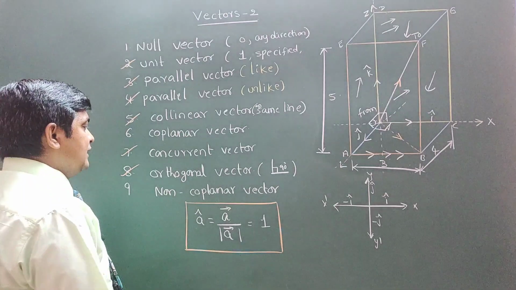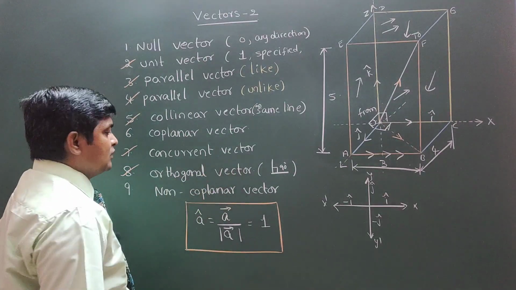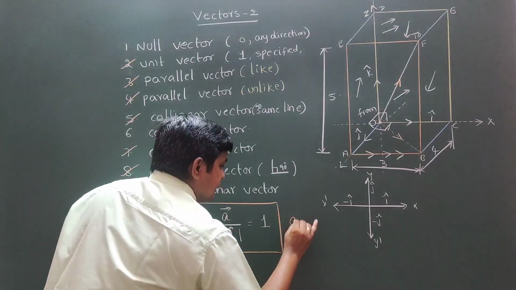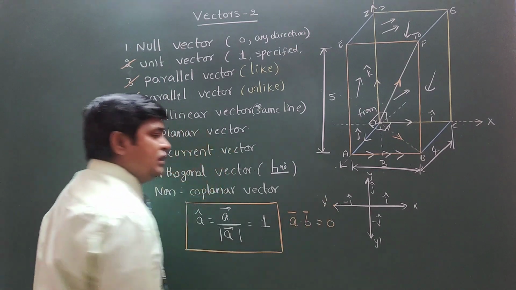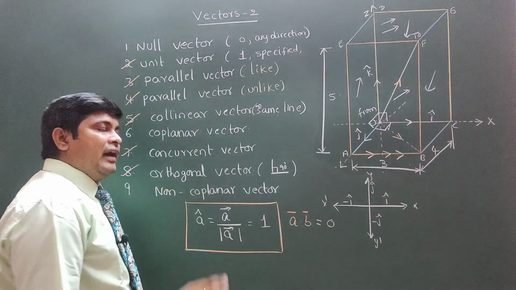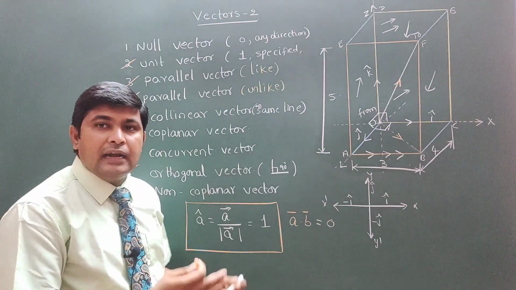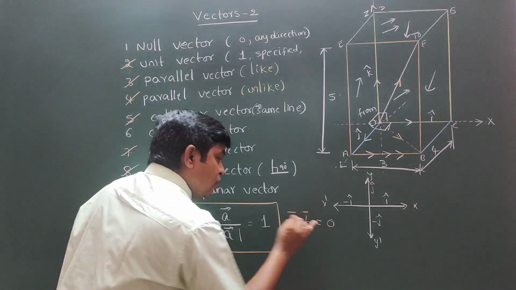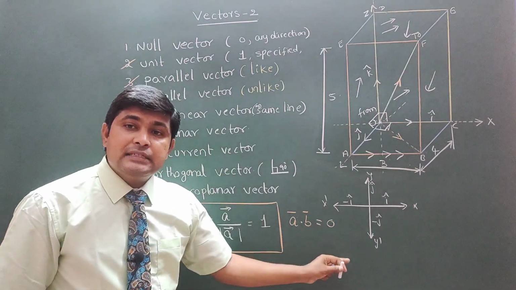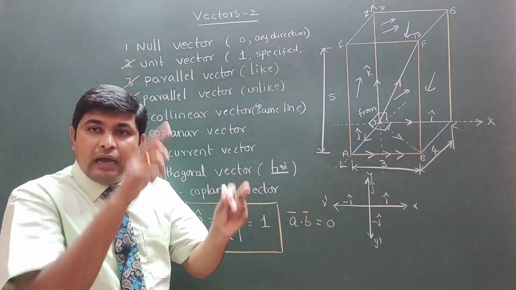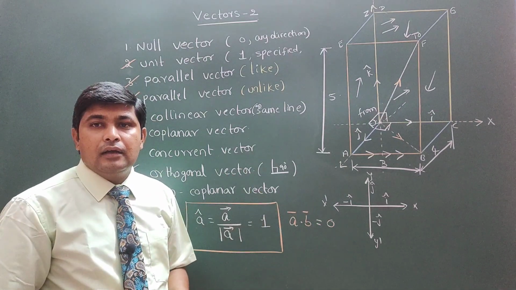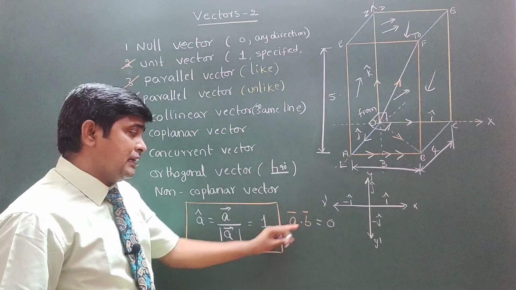At this point, what is the orthogonal vector condition? a bar dot b bar is going to be 0. If I have taken 2 vectors a bar and b bar, and I do the dot product of them, and I get the result 0, then how are those 2 vectors? They are 90 degrees to one another.